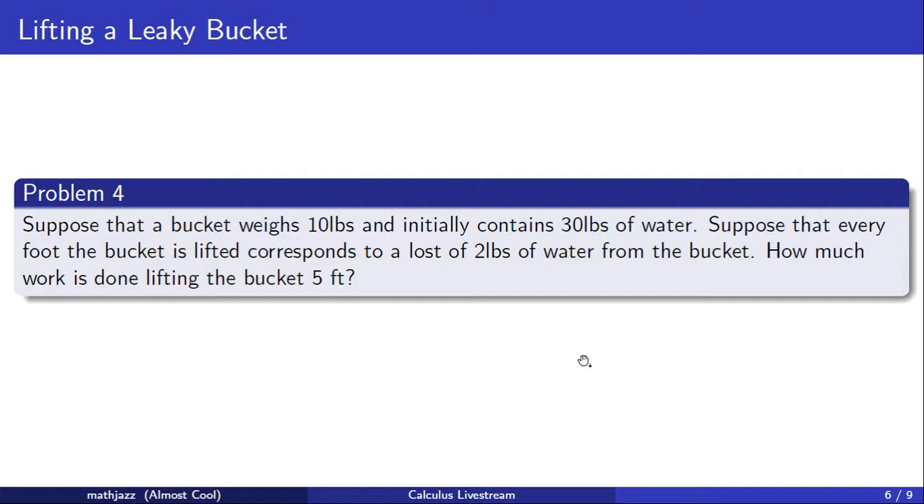Okay, so here is a lifting a leaky bucket problem. This is actually very similar to the spring in that you're going to have to integrate a force function, that is, a function that gives you force when you give it distance, with respect to a differential distance. This is different from all of our pool problems where we're emptying a pool and having to pump out the water, because those problems are of the second type that we talked about earlier.